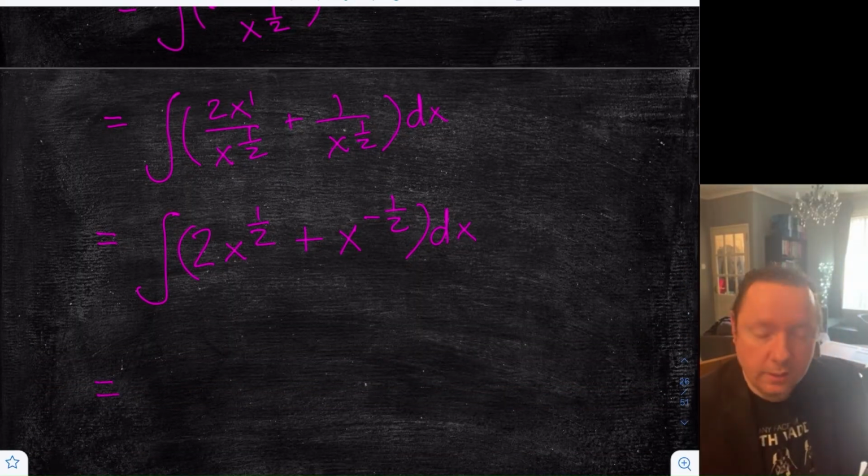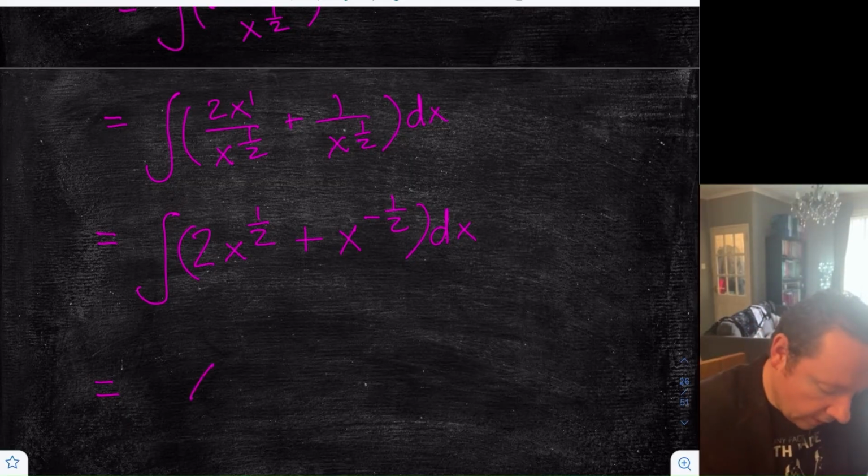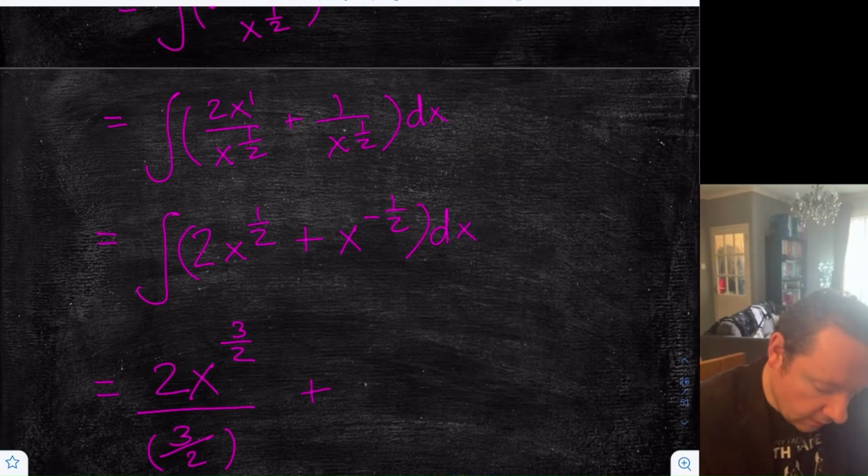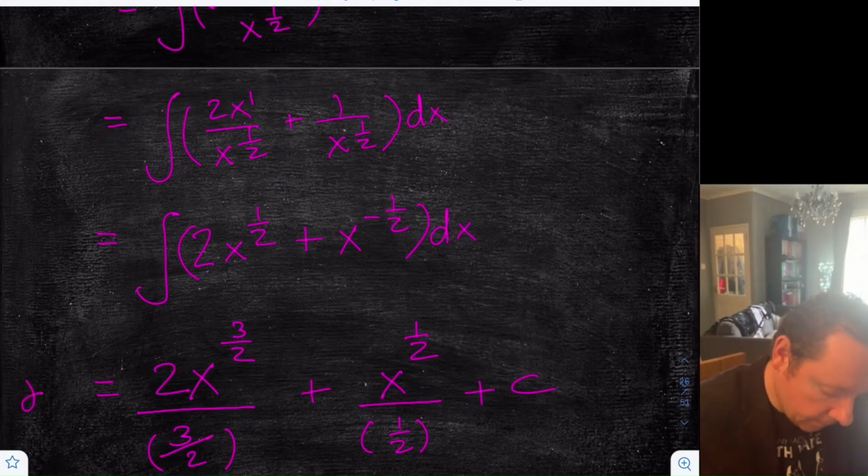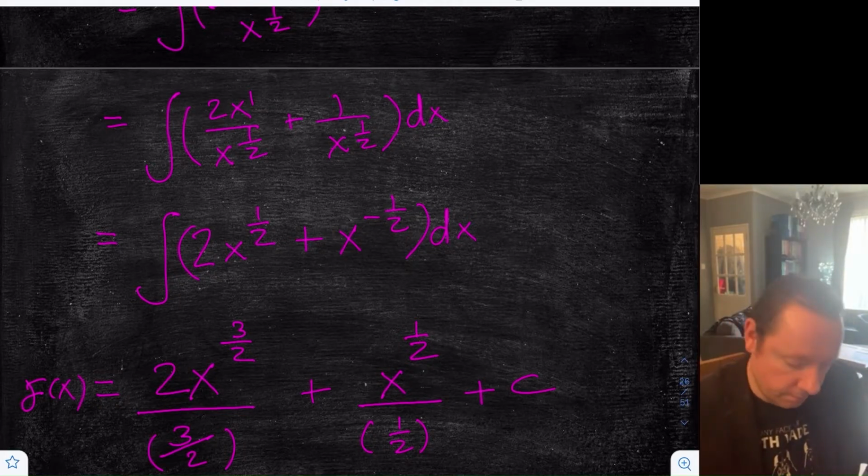So we can now integrate it, add 1 to the power, so we get x to the 3 halves. We've still got the 2, and we're going to divide by 3 halves in a minute. And then add 1 to the power of this, we get x to the half. Divide by the new power, so divide by a half, but then we've got our plus c. Remember, this is f of x.